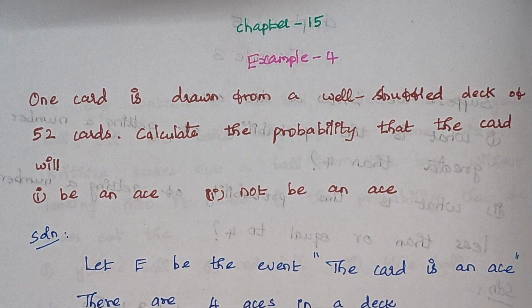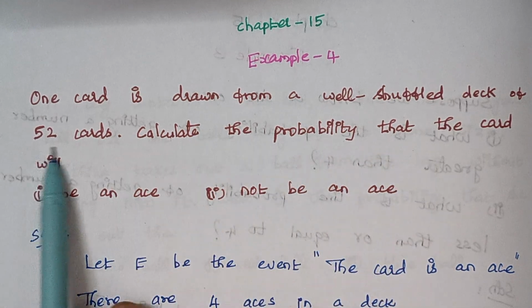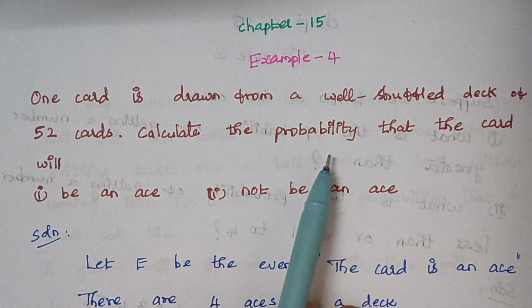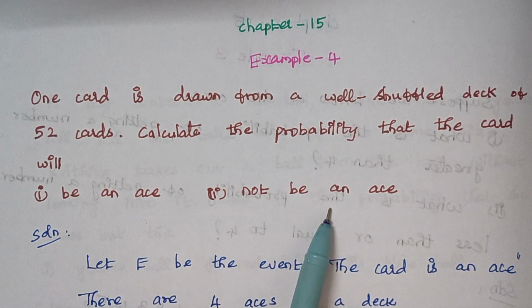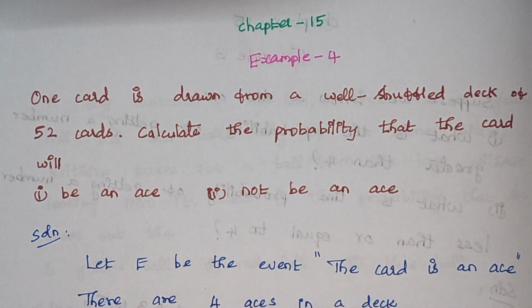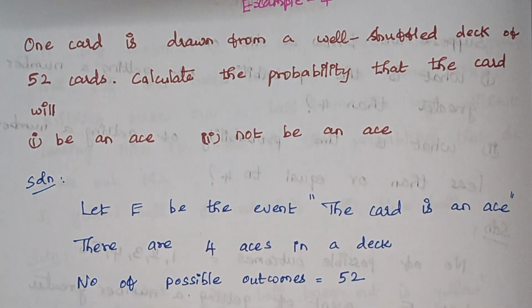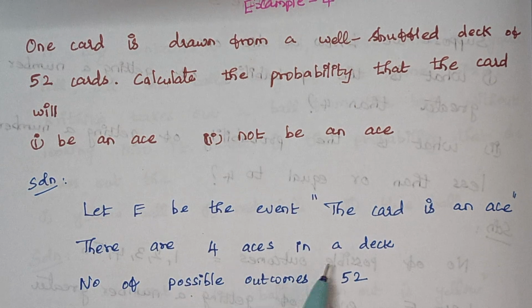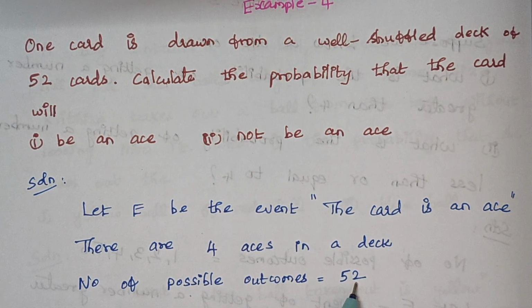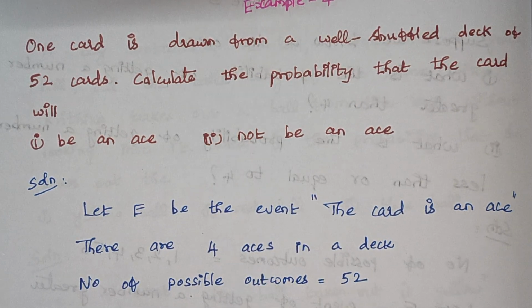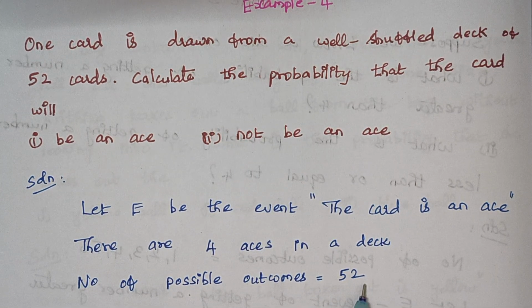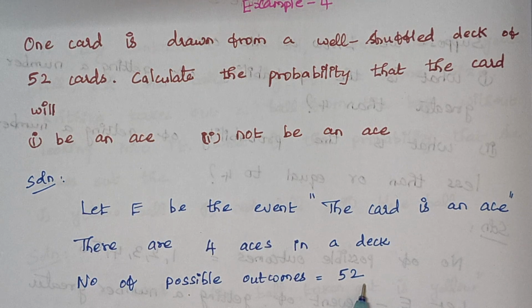So here totally there are 52 cards. And here we have to find the probability of getting an ace and not an ace. So here let E be the event that the card is an ace. So totally there are 4 aces in a deck. That is, among 52 cards there are 4 aces. So here the number of possible outcomes is 52 because the total number of cards here are 52 in number.